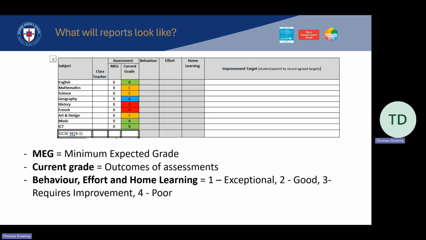This report is an example for Year 9, and you will see at the bottom of this Year 9 report, RE will look different because students in Year 9 will begin their GCSE RE, so we'll get a score from 9 to 1 rather than from A to E. In Year 7 and Year 8, RE will look exactly the same as the other subjects.